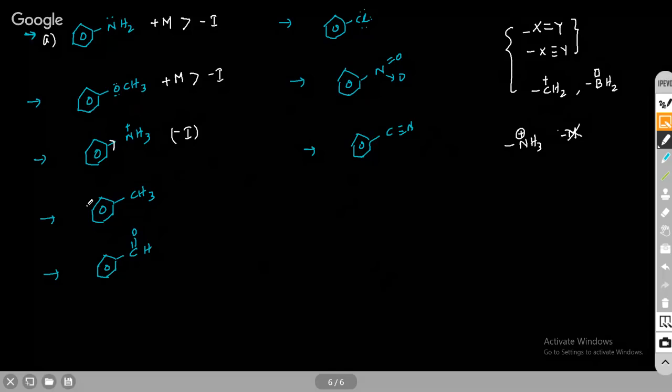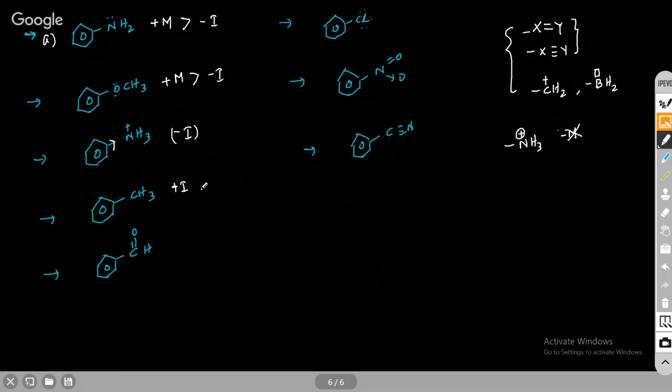Only plus I, yes, very good. This shows only plus I, right? Plus M is not possible, minus M is also not possible, because for plus M we should have at least one lone pair on this, which is not there. Minus M is not possible because we do not have any multiple bond present. So plus I is possible.